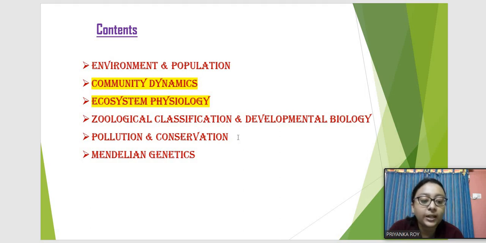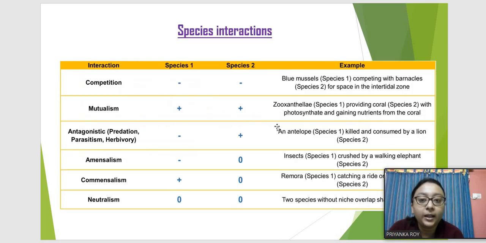So community dynamics are basically the interactions of the different species among themselves and also within themselves. So we can understand that in an ecosystem, if a number of species are living together, then definitely there will be some kind of interactions between them. Just like in a school, in a college, in an office, in a house also, if some members are living together, then there will be some kind of interactions.